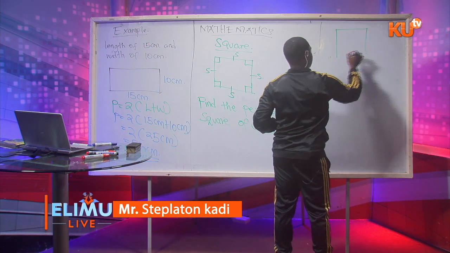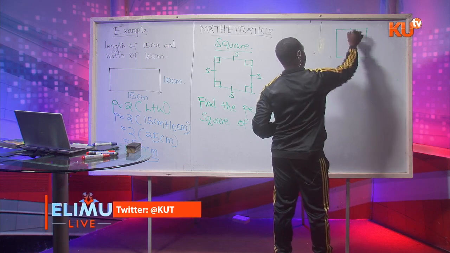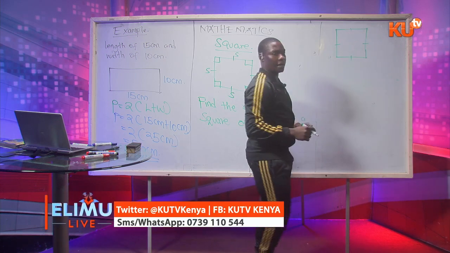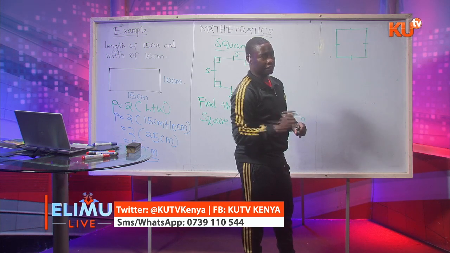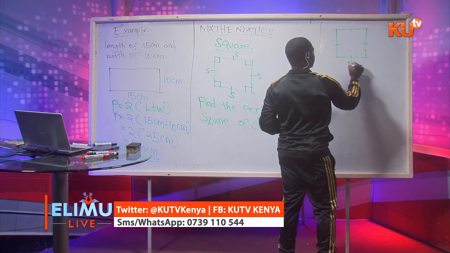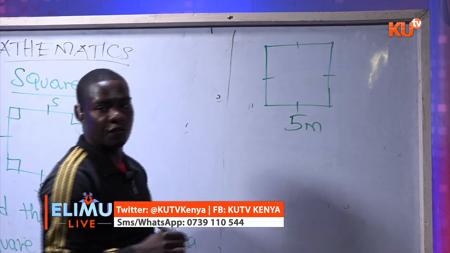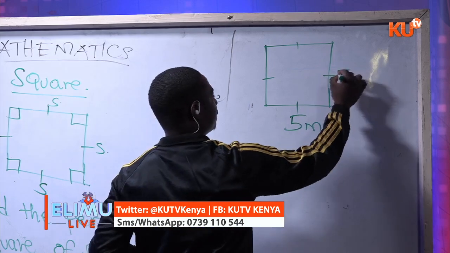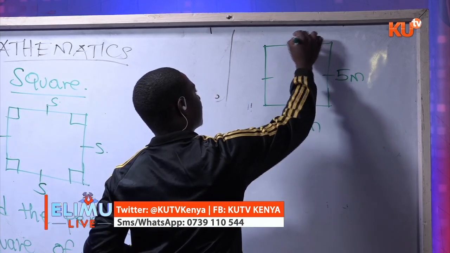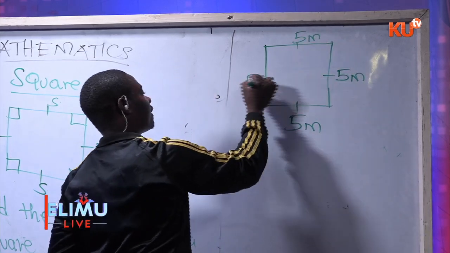So this is the square that we have drawn, and we know that all the sides of the square are equal. Now one of the sides is 5 meters. So this is 5 meters. If one of the sides is 5 meters, it means all the other sides are 5 meters: 5 meters, 5 meters, 5 meters.